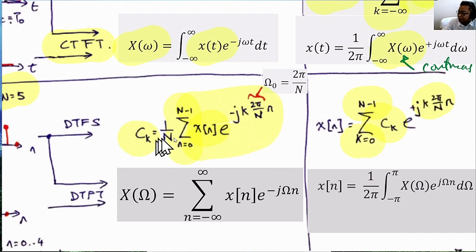So this is the discrete time Fourier series. This is the analysis equation. This is the synthesis equation.